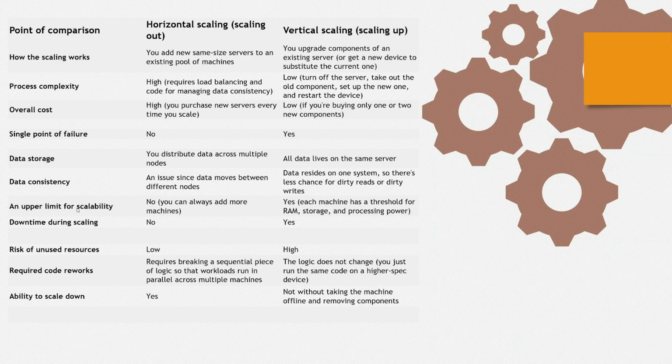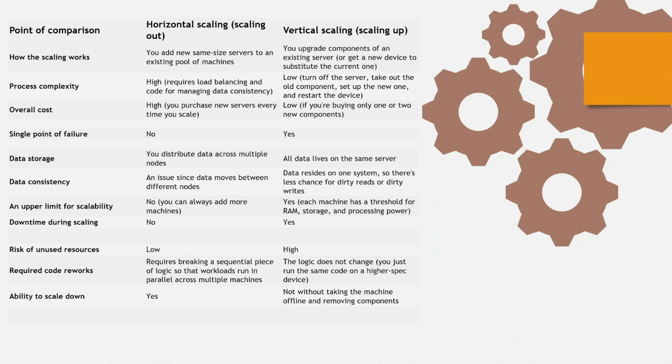An upper limit for scalability? In case of horizontal scaling, no, there is no such limit except the budget constraint and the size of the data center. We can keep on adding as many machines as we want. But in case of vertical scaling, yes, each machine has a threshold for RAM, storage, and processing power because there can be limited slots available in each machine and the hardware support.